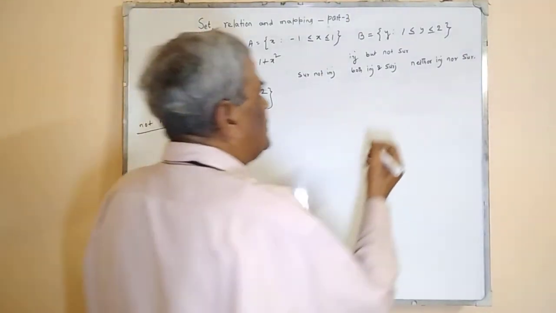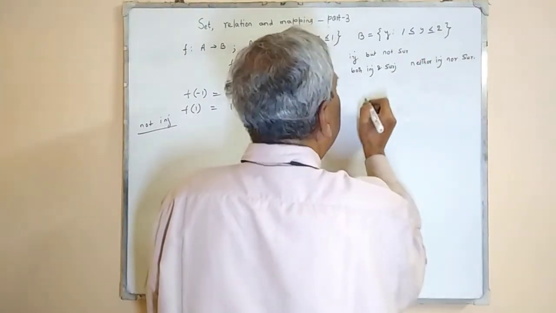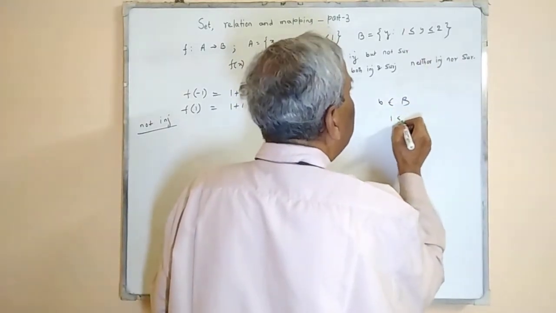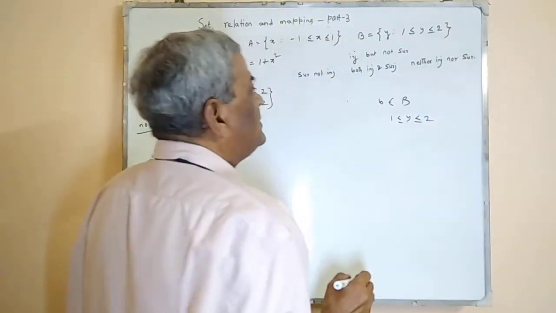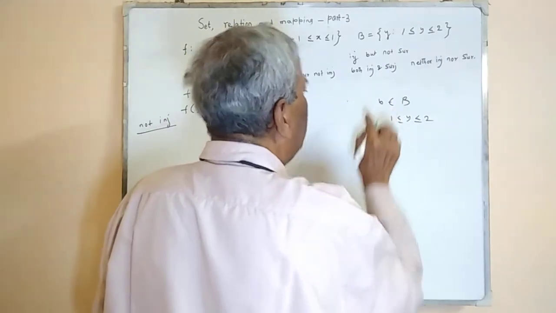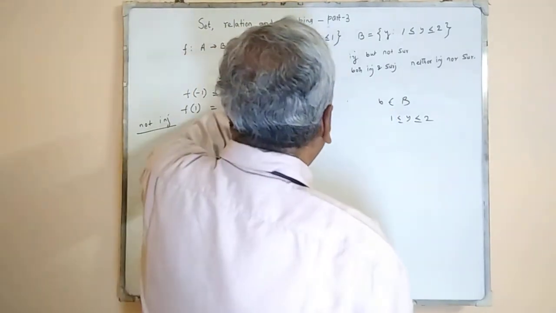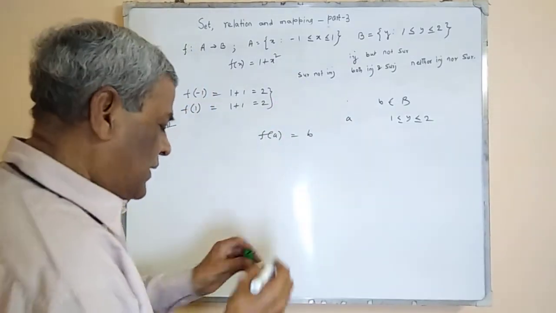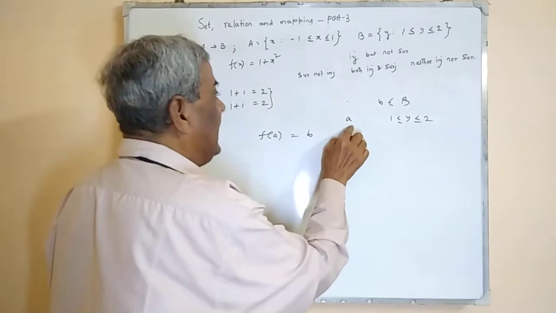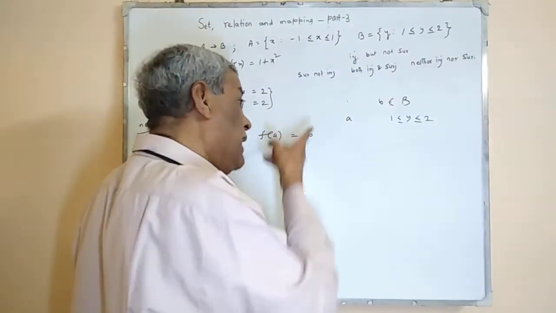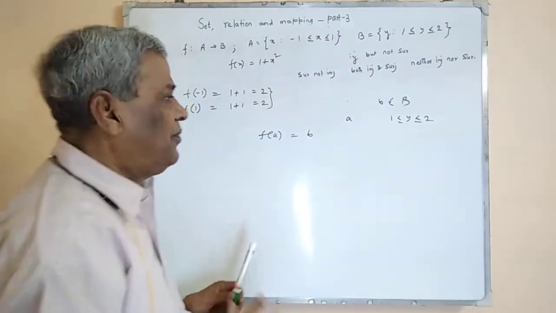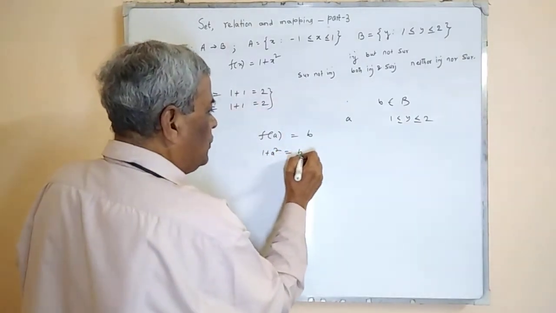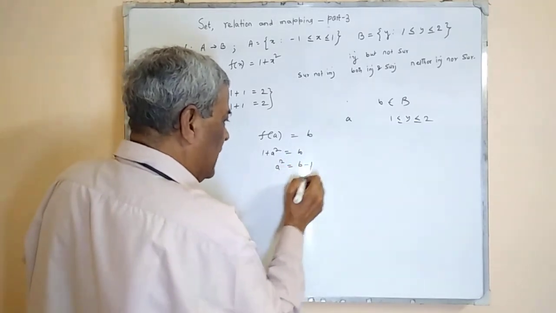For that purpose, let us suppose that b is a member of capital B. So b lies between 1 and 2, and suppose that b is the image point of a. That means f(a) = b. Now let us see whether such an a exists or not. If it exists, a must be a real number between minus 1 and plus 1. Apply the formula: f(x) is 1 + a² = b, so a² = b - 1.